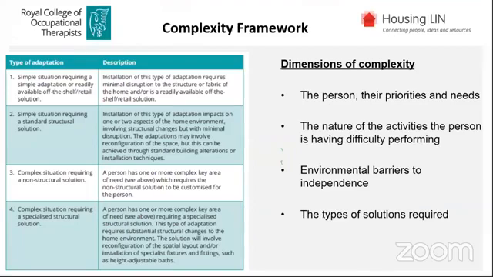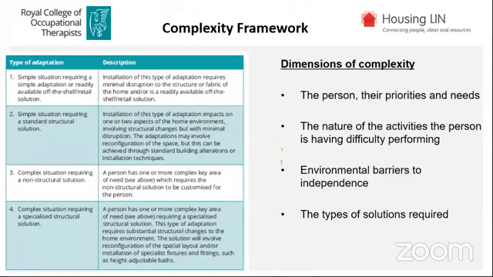And then we've thought about the type of solution. Is the solution likely to be an off-the-shelf solution, or is it a solution that's going to have to be very tailor-made for that specific individual? What I like about this way of defining an adaptation is that, and you will all know this, the occupational therapists that are sat there, you will have very complex situations where actually the solution is just a grab rail.